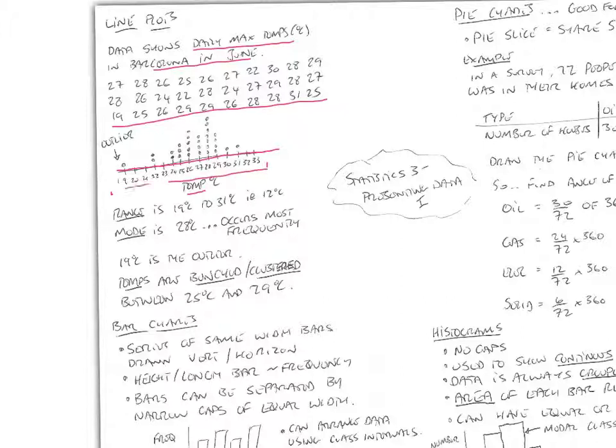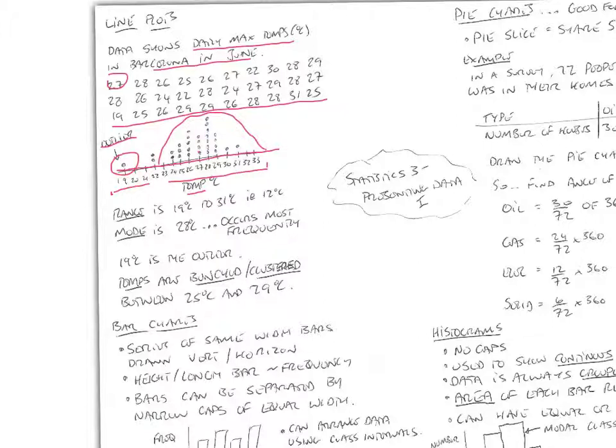And then we would simply, where 27 occurs, place a dot, where 28 occurs, place a dot, and so on. And we would get our line plot accordingly. Okay, and just to note that this value here is an outlier in the data set, because it's not close to the rest of the data.